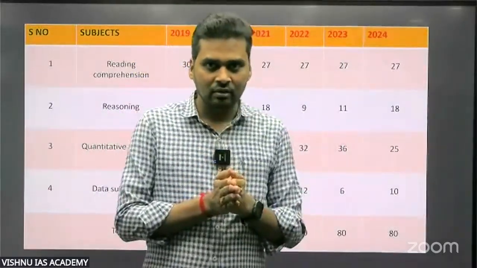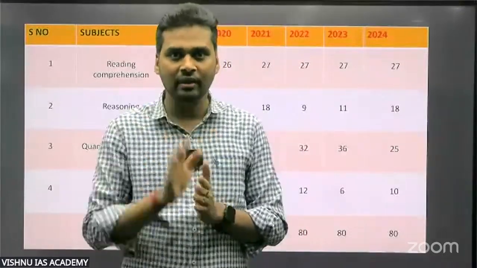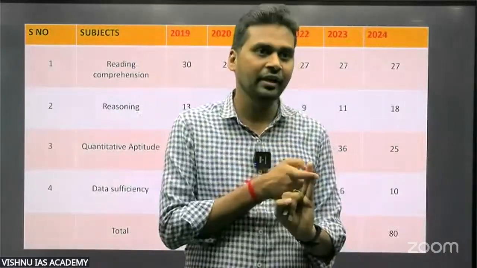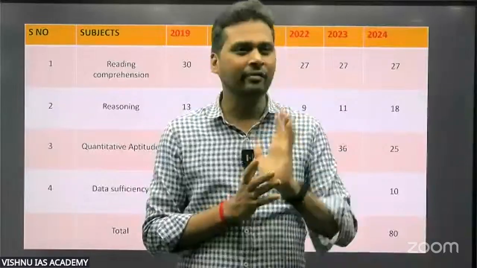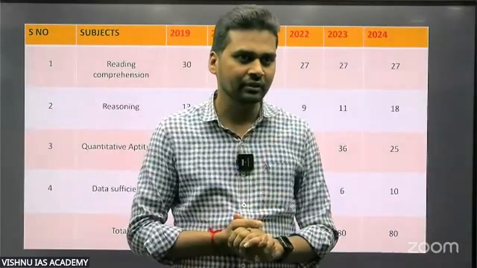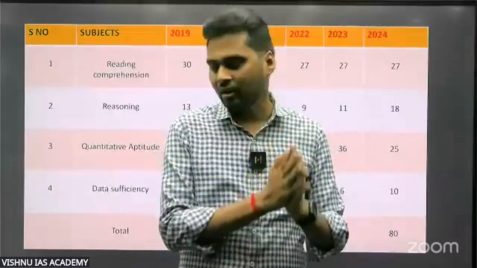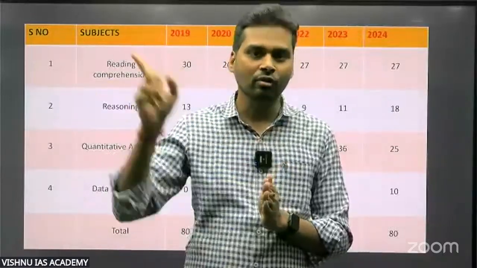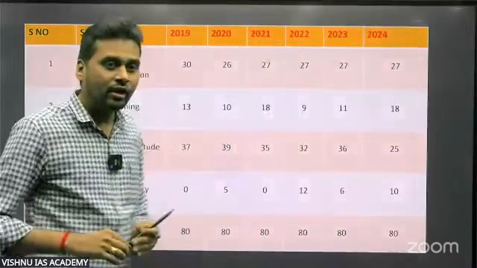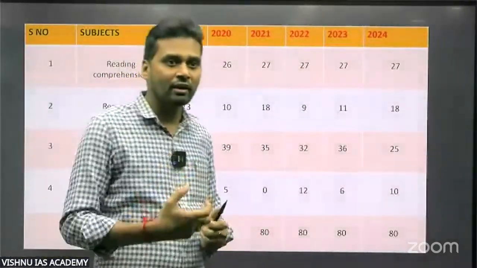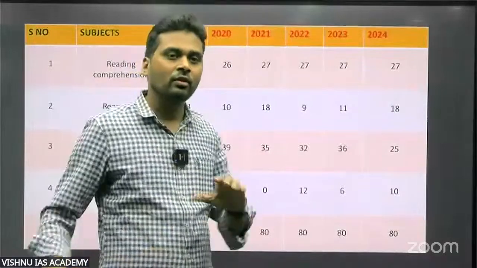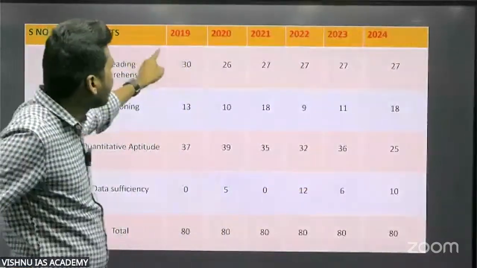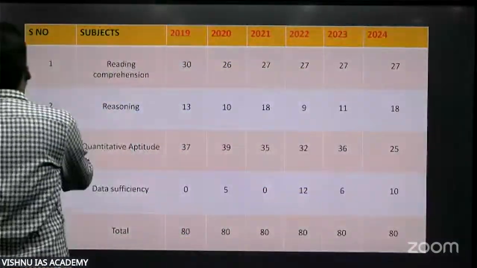Before 2019, if you ask any of your seniors, CSAT was not a big deal because most of the questions were from logical reasoning or reading comprehension. The aptitude part was very limited, hardly 8 to 10 questions out of 80. But the story completely changed after 2019. That's why students, especially non-math students, felt that the CSAT is difficult. Why? Because maximum weightage is given to the aptitude part. Now you can see 2019 to 2024, and one by one we will see.